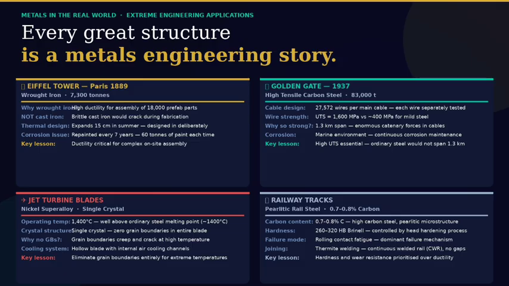surrounding gas is hotter. Railway tracks use high-carbon pearlitic steel at 0.7 to 0.8% carbon, hardness 260 to 320 Brinell. Rolling contact fatigue is the dominant failure mode. Head hardening creates a harder wear-resistant surface over a tougher core. Same principles of materials science applied at the extreme limits of what is physically possible.